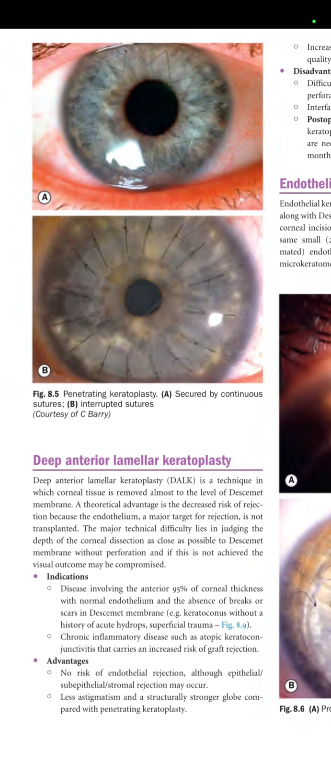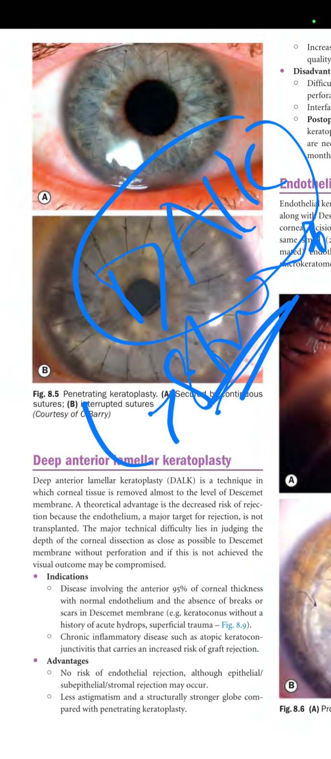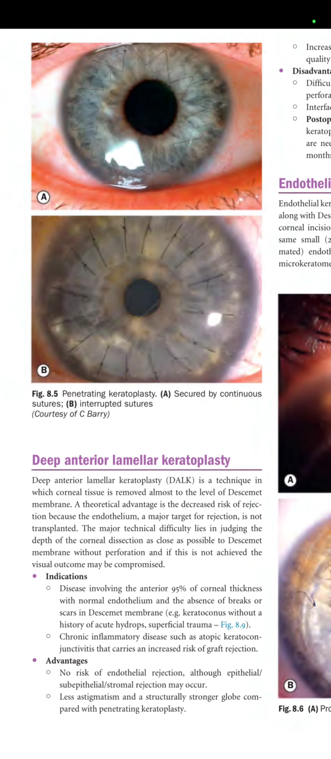Deep anterior lamellar keratoplasty is basically when you dig deep and remove the stroma up to the level of the Descemet membrane, almost. It is a technique in which the corneal tissue is removed almost to the level of Descemet membrane. A theoretical advantage is the decreased risk of rejection because the endothelium, a major target for rejection, is not transplanted. The major technical difficulty lies in judging the depth of the corneal dissection as close as possible to the Descemet membrane without perforation, and if this is not achieved, the visual outcome may be compromised.